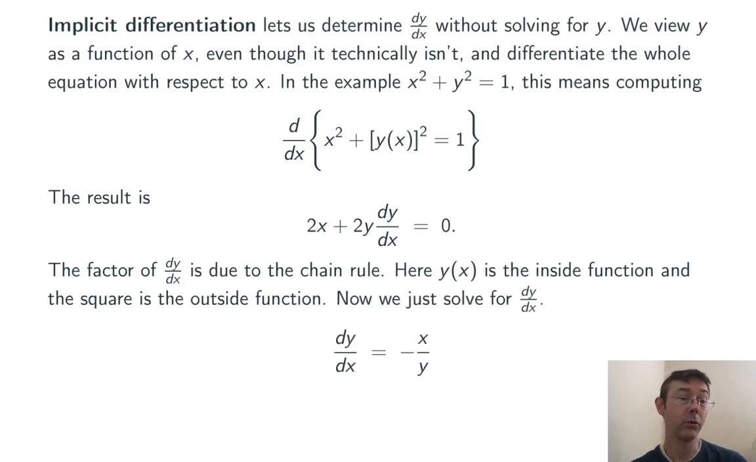We're going to subtract 2x from both sides, then divide by 2y and simplify to actually get a formula for our derivative. dy/dx is negative x over y.